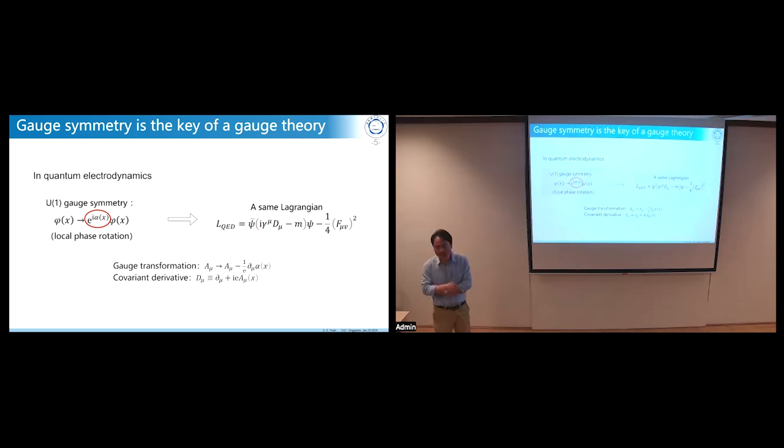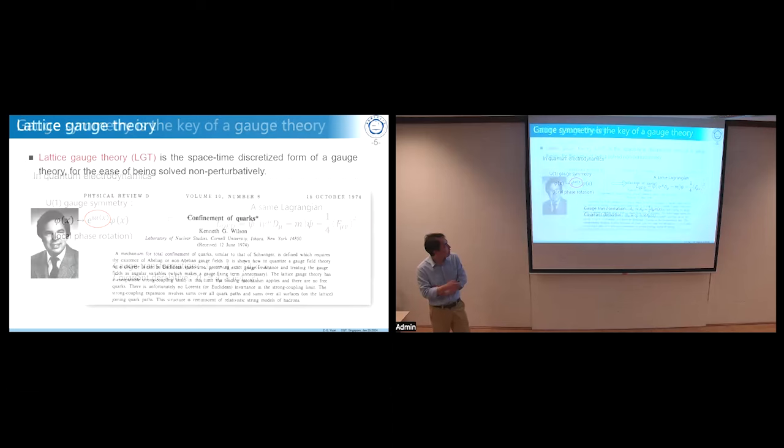For example, this is the simplest gauge theory, with U1 gauge symmetry. We just apply a local phase rotation. This is a gauge transformation. Under this transformation, the physics won't change. We have exactly the same Lagrangian or Hamiltonian even after the transformation. So this is called a gauge symmetry. For the U1 gauge symmetry, we just have a local phase here.